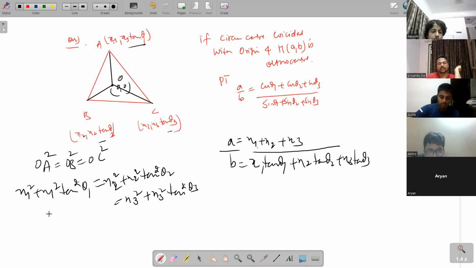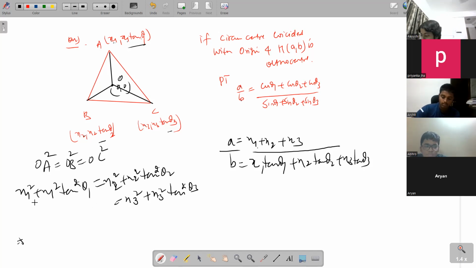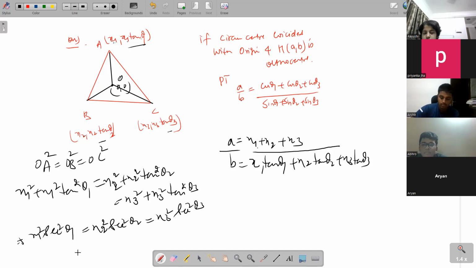Now you can say that if you take x1 square common, this is 1 plus tan square theta 1. That is going to be sec square theta 1. So x1 square sec square theta 1. This is x2 square sec square theta 2. This is x3 square sec square theta 3.